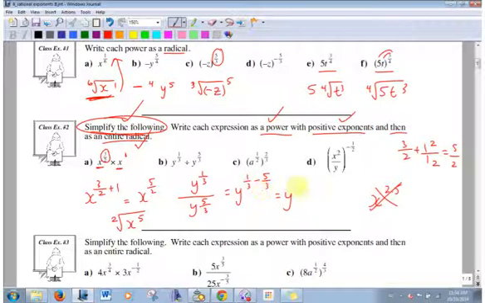I got the same denominator, 3. What's 1 take away 5? -4. Simplified. It's a power. Is that a positive exponent? No. So you got this question yesterday. First thing you want to do is put 1 over it to make it positive.